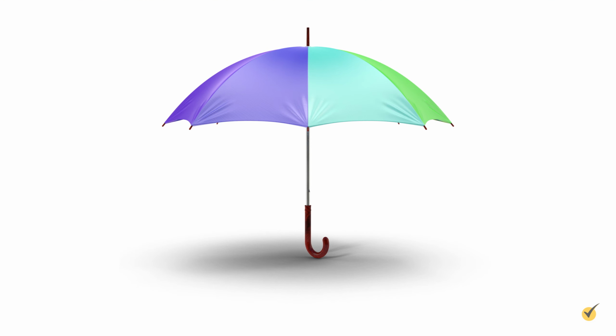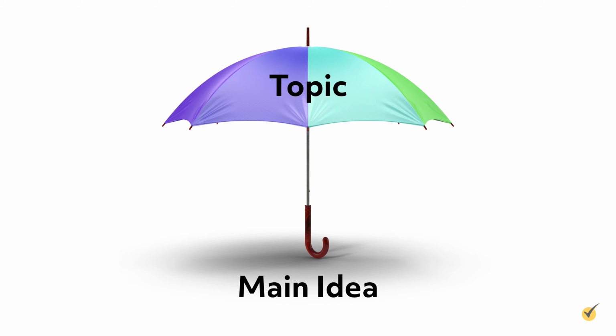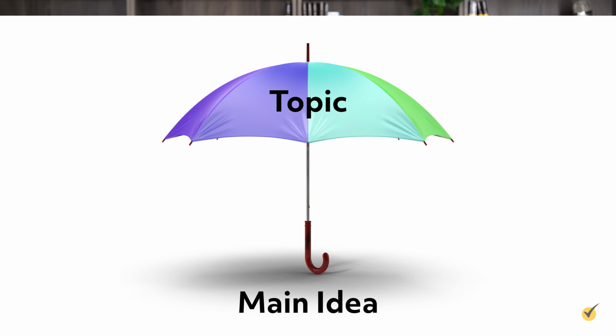A metaphor that might help you understand the difference is imagining an umbrella. The top of the umbrella represents the topic because it covers the entire piece of writing. The handle of the umbrella represents the main idea because it's the thing you'd hold onto when carrying an umbrella, and it supports the topic.